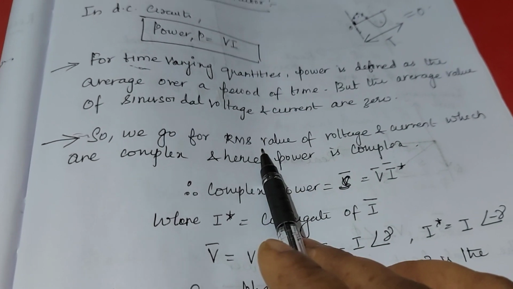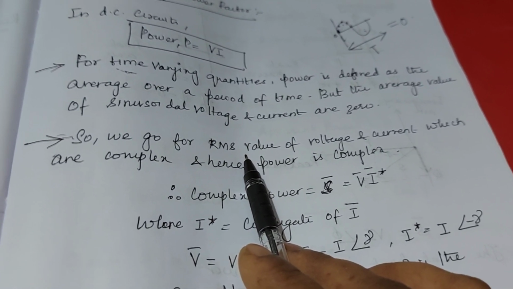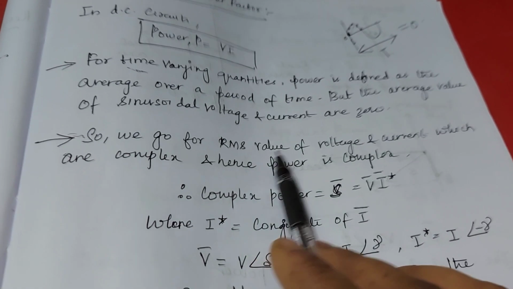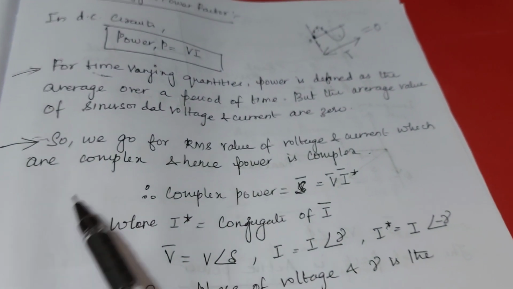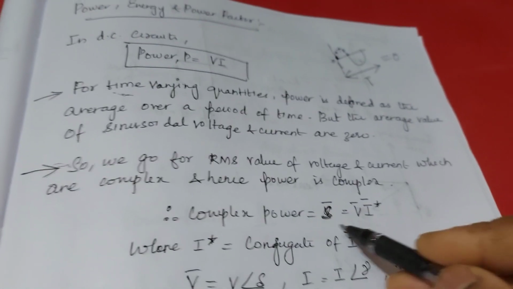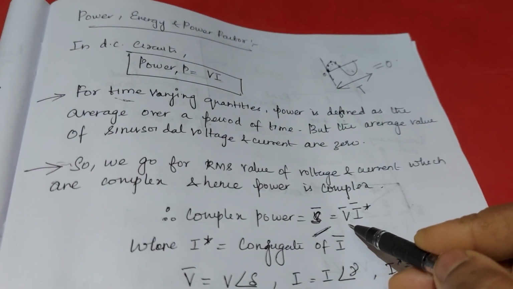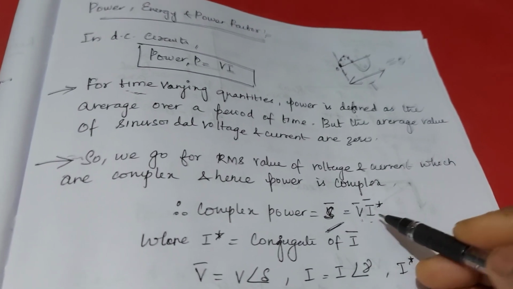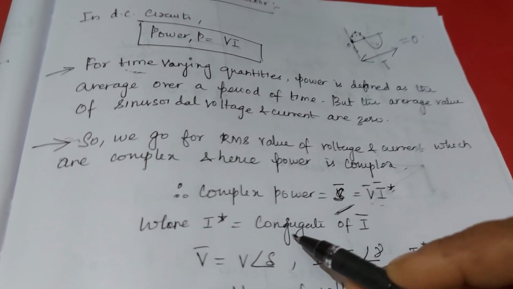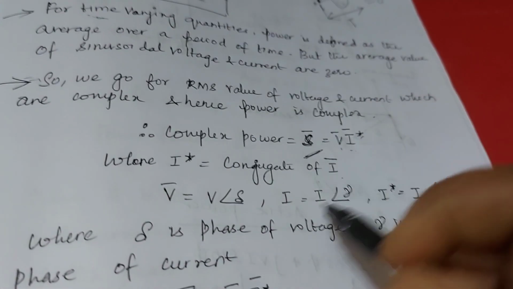When you go for RMS value, root mean square value, already in my previous video I have taught you what is meant by root mean square. When you find the root mean square value, the values of voltage and current are complex, and hence the power is also complex. So the complex power is denoted by S bar, which is equal to V bar I bar star. V bar tells you it is a complex voltage, and I bar tells you it is a complex current. And what does this star mean? I star tells you it is the conjugate of I bar. Conjugate of I bar.